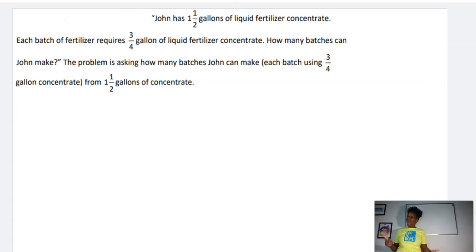All right, so today our focus is going to be modeling fraction division. I know that can get a little crazy from time to time, so it will be your best bet to just focus in and pay attention.